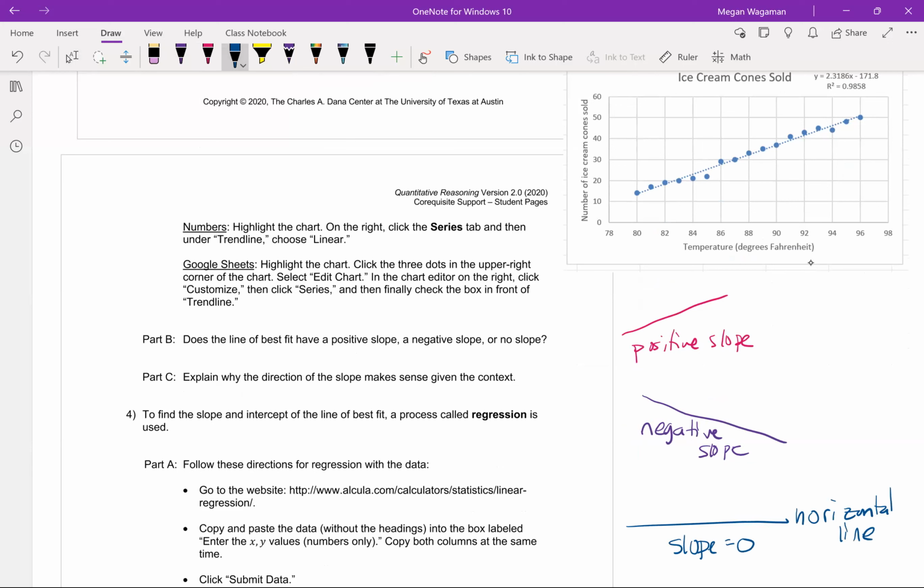So this line definitely fits the positive slope description. As temperature increases, so does the number of ice cream cones sold. So part B, we can say it has a positive slope. And that makes sense here because this means as the temperature increases, the number of ice cream cones sold also increases.